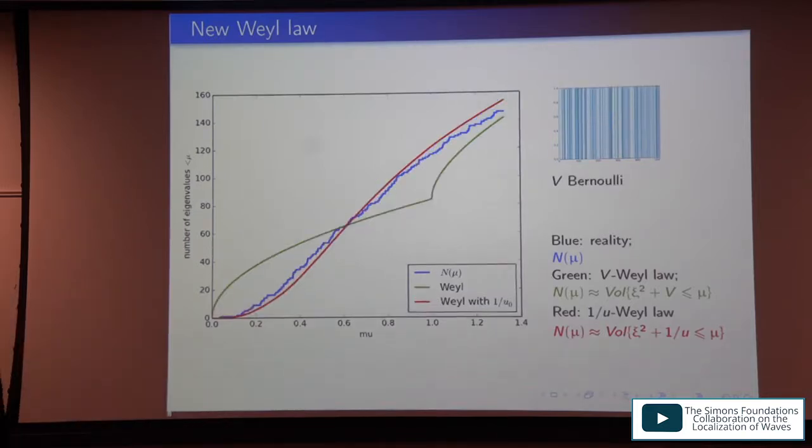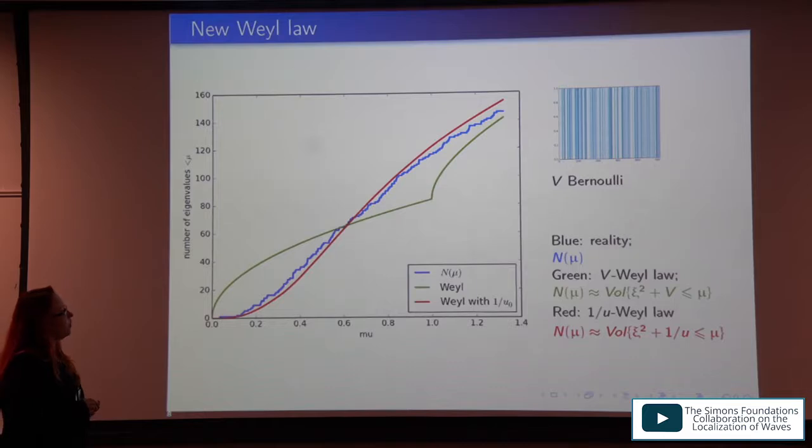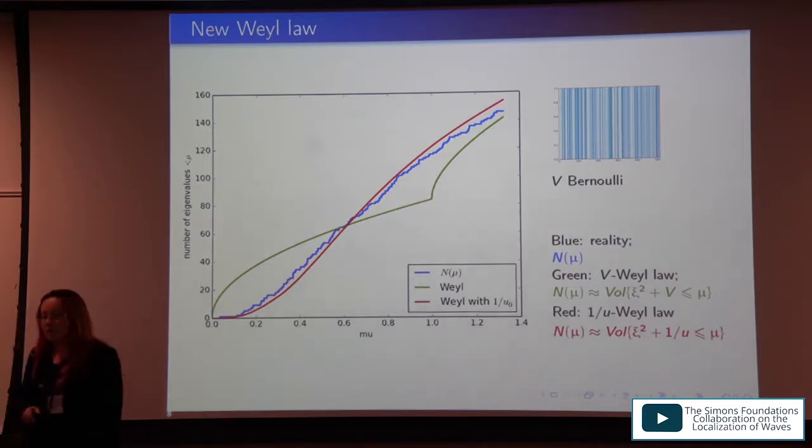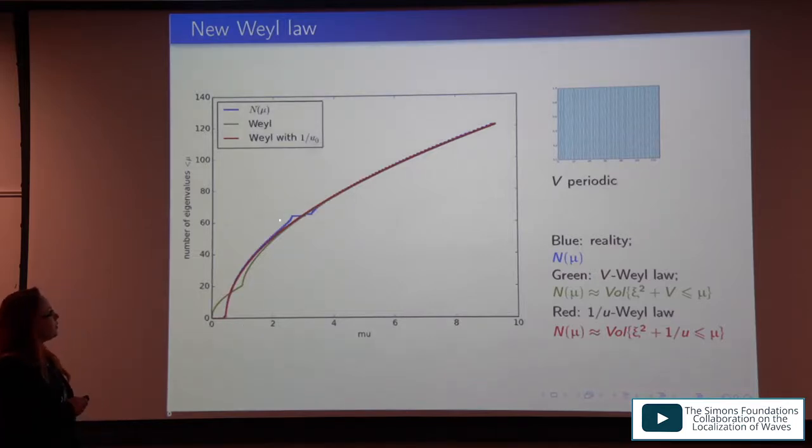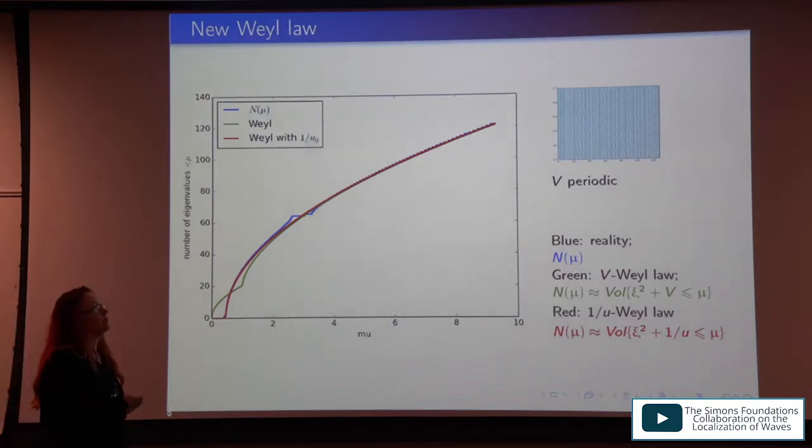Another potential, Bernoulli, meaning 0 or 1: the Weyl law with V would give you the green curve. The reality is the blue curve. The Weyl law with the landscape gives you the red curve. Another example, periodic potential. Again, more or less exactly on the point. We have discussed this issue. The band gap is not really captured, but everything else is.